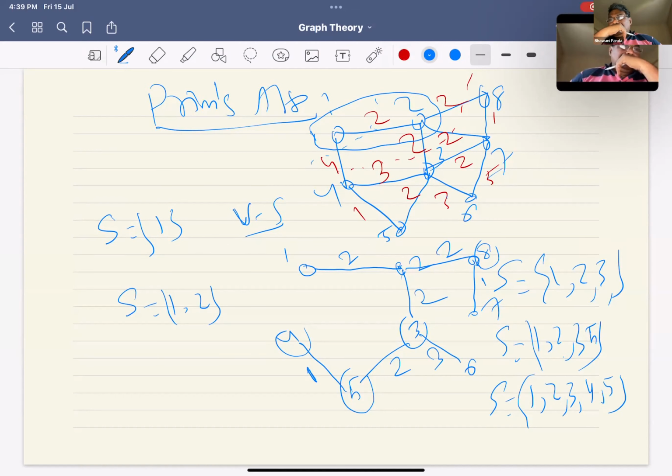From 7 to 6 also you can do that. 7 to 6, the cost is 5. And 3 to 6, it is 3.